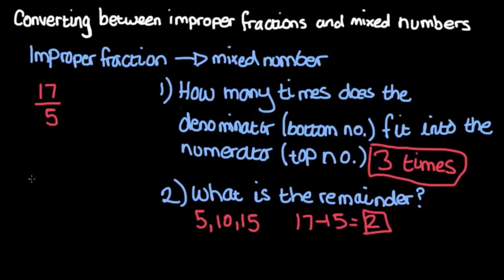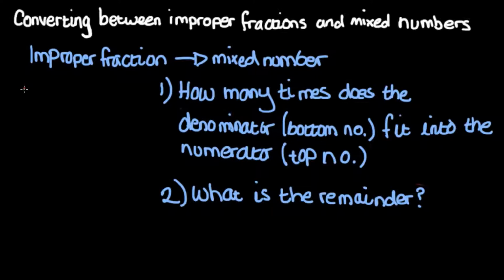Great. So now we can go ahead and form our mixed number. So 5 fits into 17 3 whole times. So the whole number for our mixed number will be 3. And now we're going to form the fraction part of the mixed number. So we take our remainder, which is 2, and we put it over the original denominator of the improper fraction, which is 5. Cool, okay, let's try another example.